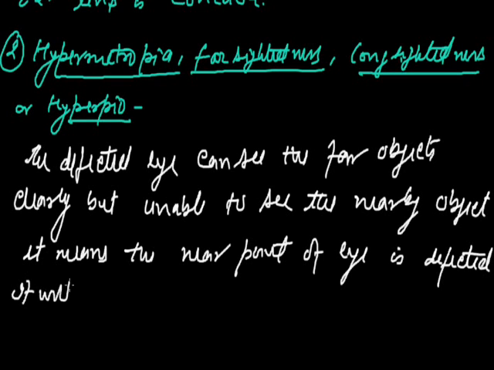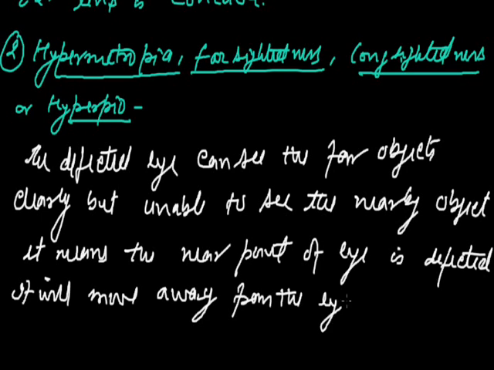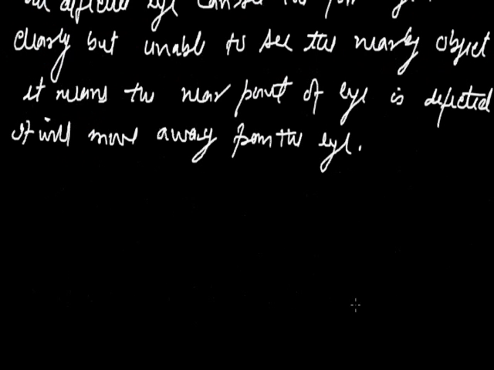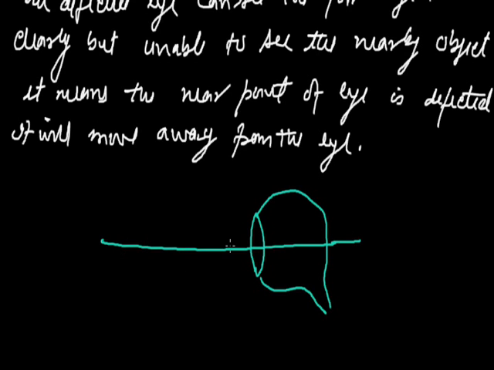It will move away from the eye. With the help of a figure: this one is the eye lens. It is the eye. The far point is correct. This is the near point of the normal eye. The object is placed at this point.